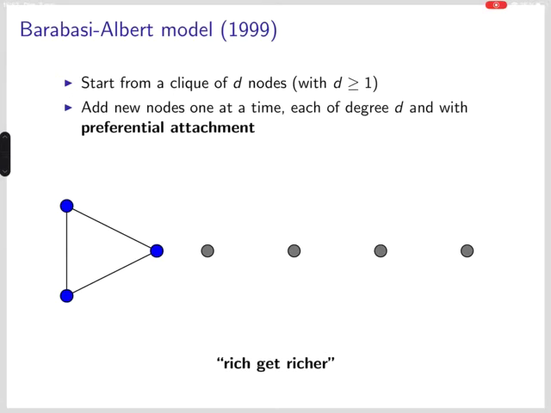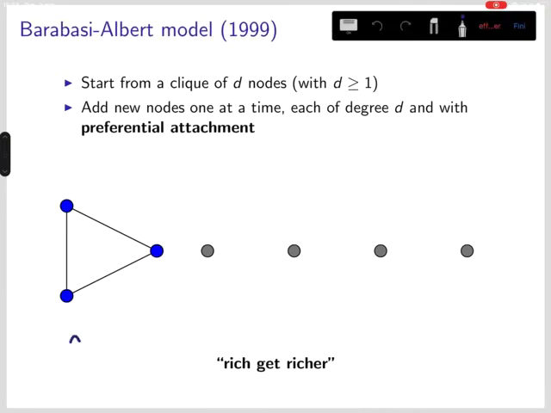An interesting question is now, where does this come from? Why do you find this power law almost everywhere in real graphs? Barabasi and Albert proposed a model in 1999, which is a very simple model that explains this power law. It is based on this notion of preferential attachment. So you start from a clique of D nodes. Here D is equal to 3, you have a triangle. And then you add new nodes, one after the other, each of degree D, with preferential attachment, which means that you will attach them to the previous nodes in proportion to their degrees.